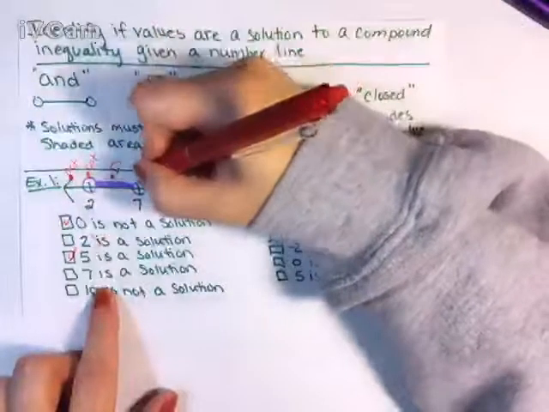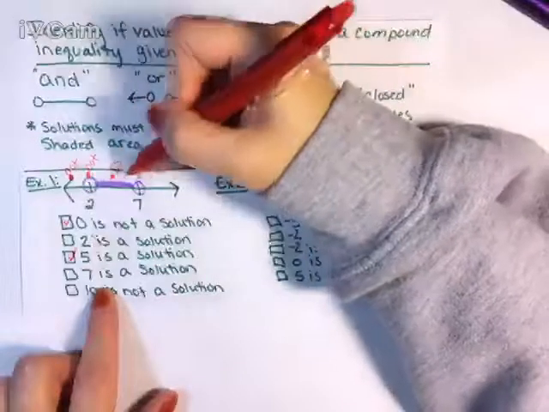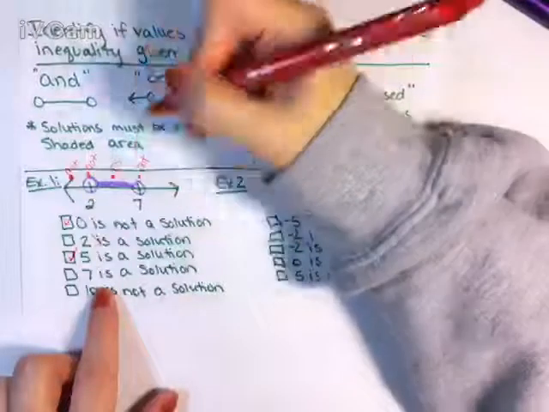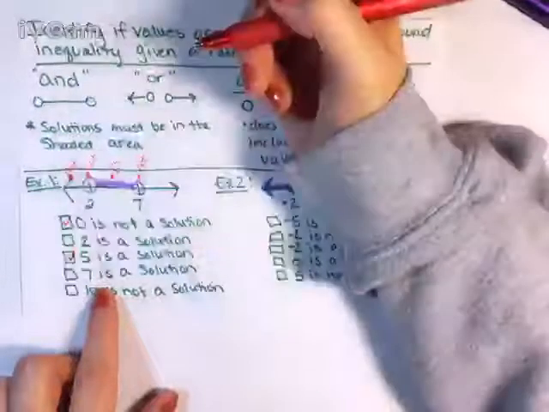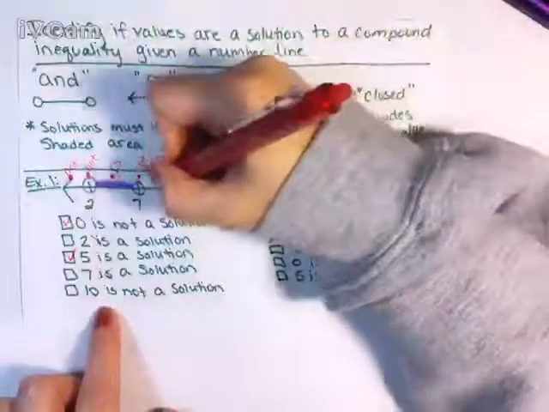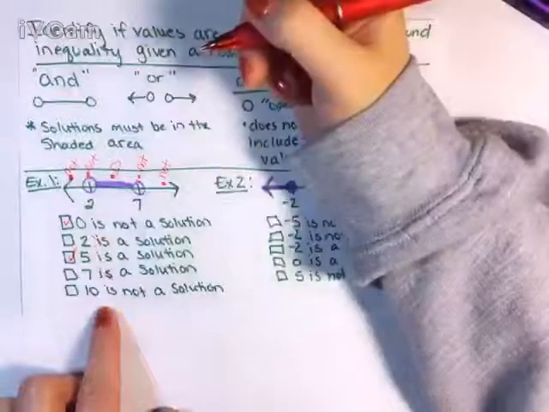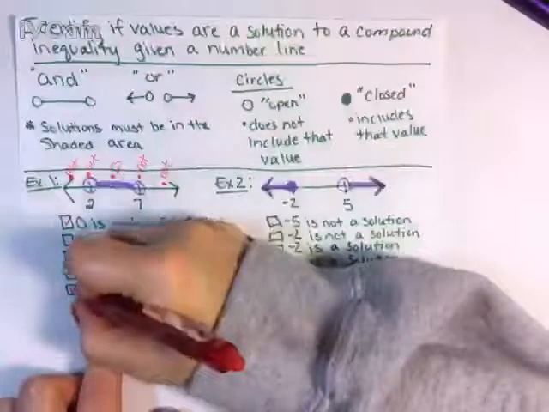When we look at 7, we have the same situation as the other end. This is on the circle, but it's an open circle, so this is not a solution. This is a false statement. If we look at 10, it would be somewhere out here. So this is not in the shaded area, so it's not a solution. So this is true.